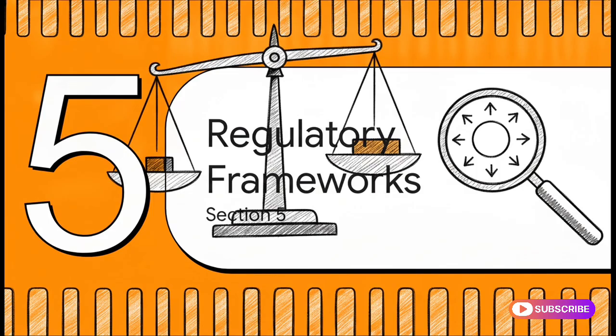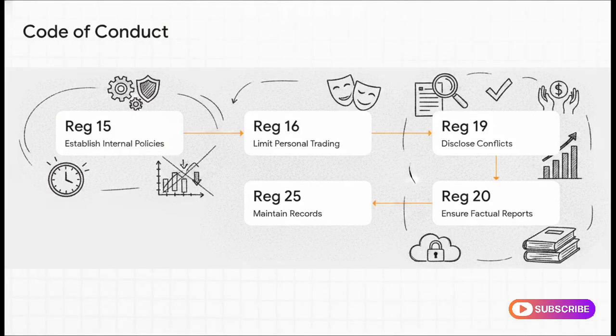And finally, Section 5, Regulatory Frameworks and Rules. Because all of this technical and fundamental analysis means absolutely nothing if the system itself isn't fair. This sequence right here basically builds the secret code of conduct for a research analyst. It's a strict chain of accountability. It starts at home with Regulation 15, establishing internal policies to prevent market manipulation. Then, to prevent front-running, Regulation 16 strictly limits an analyst's own personal trading around the time they publish a report.